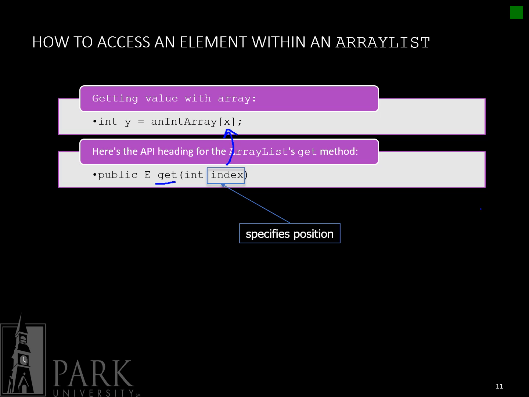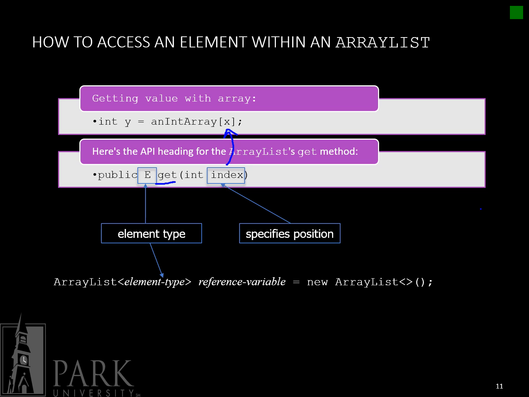Now, as with standard arrays, the first element is at position 0 and the second element is at position 1, and so forth, right? It's zero indexed. If an index refers to a non-existent element, then a runtime error will occur. If an index is valid, then it'll return the element at the specified position. Now, note the E return type for the ArrayList get method. Right here, right? This E stands for element, and it represents the data type that is going to be stored within the array list.